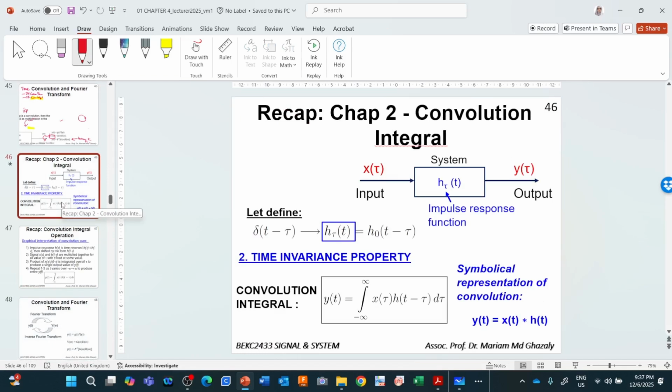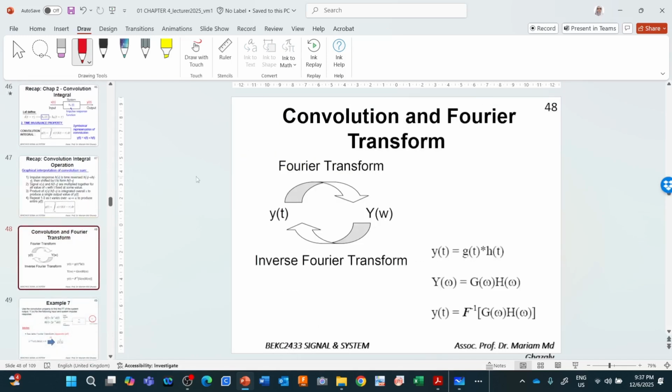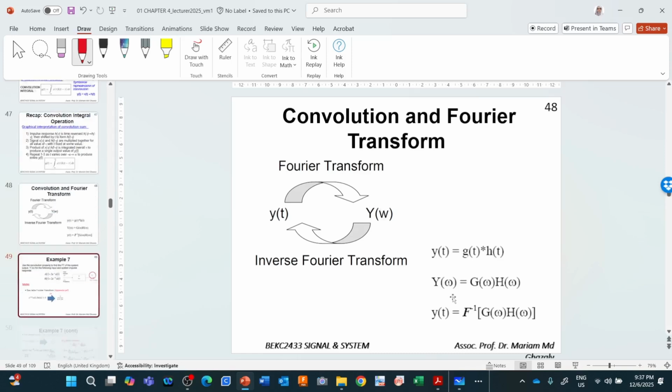Let's skip that. This one is just explanation. This is the explanation of the convolution integral from before. This one was already explained on the whiteboard.